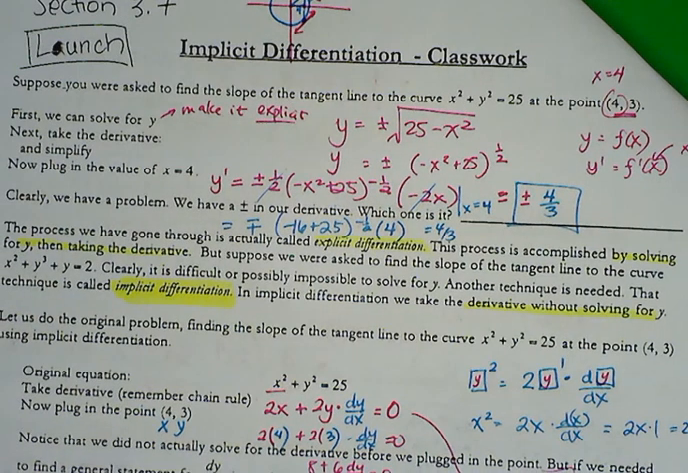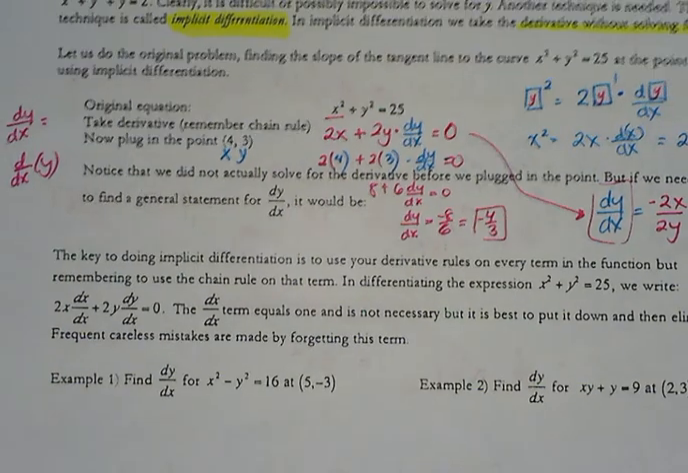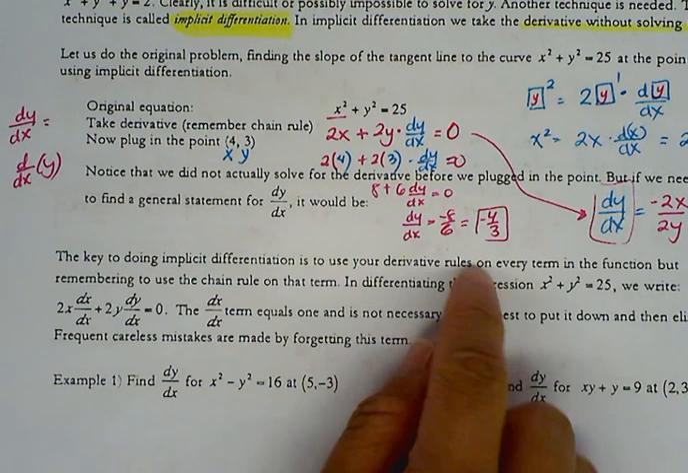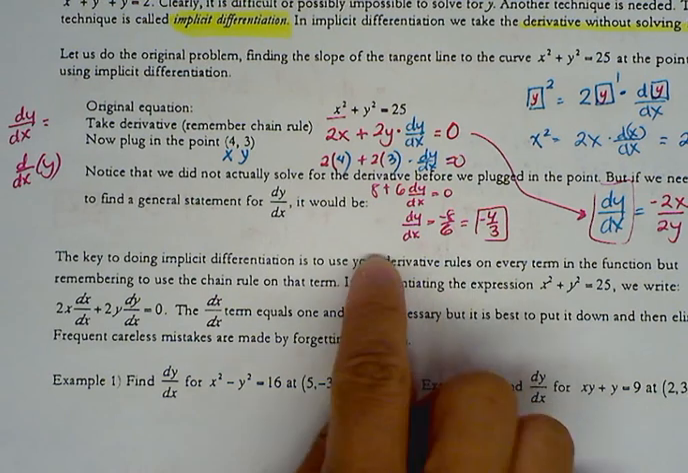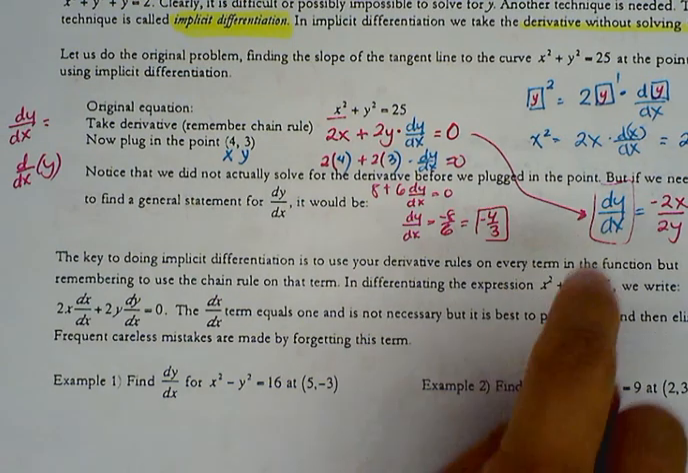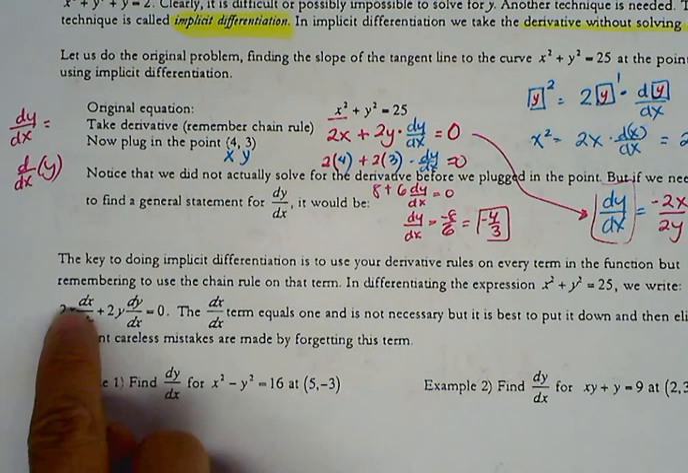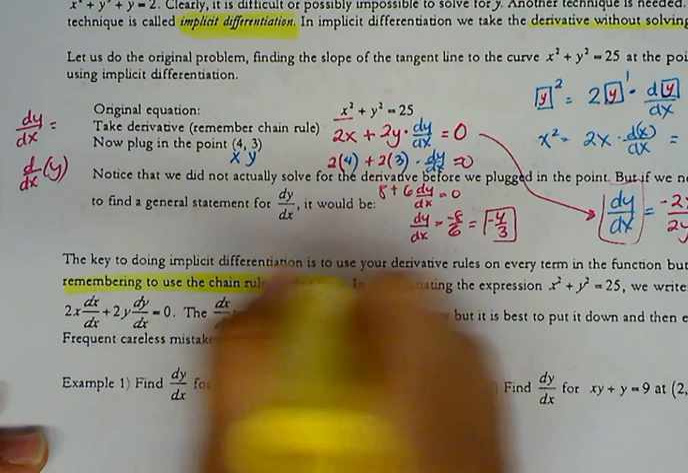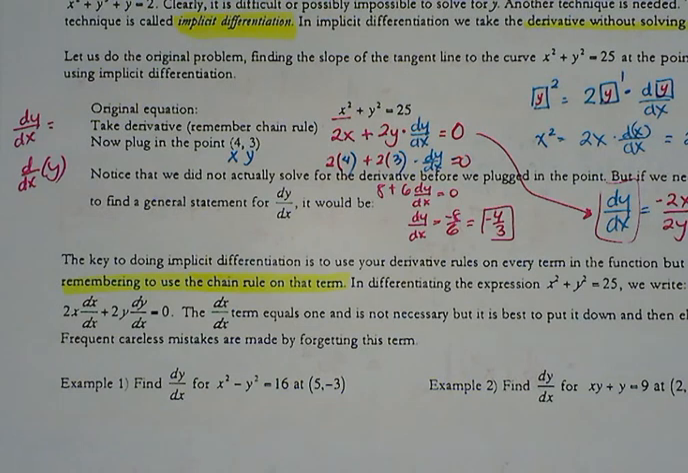So now let's do some more practice. Oh wait, hold on. It says the key to doing implicit differentiation is to use your derivative rules on every term of the function, but remembering to use the chain rule on that term. So make sure to use the chain rule, even if it's a y there, you have to do the chain rule on the y. So to do the derivative of the baby, which is the y.